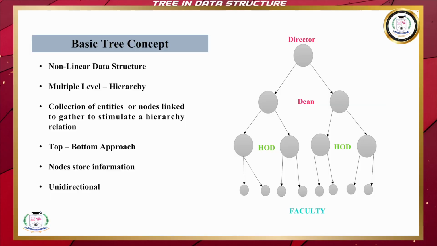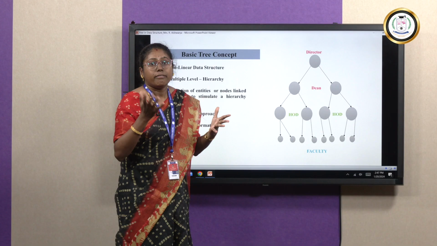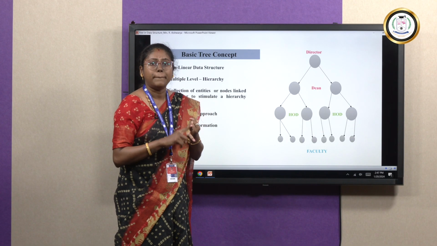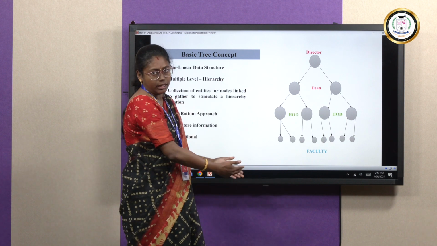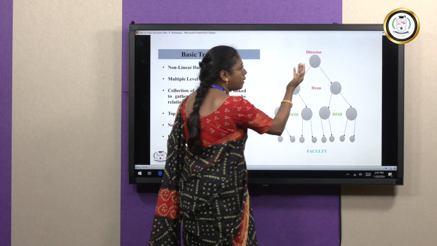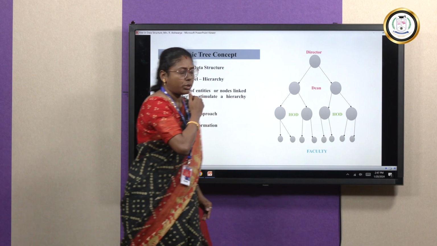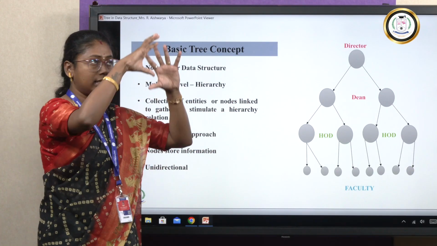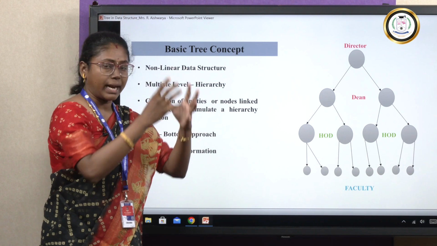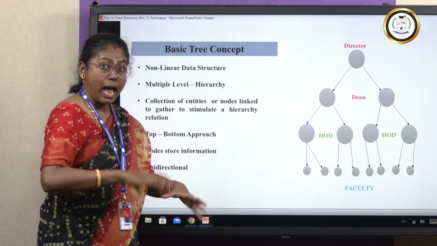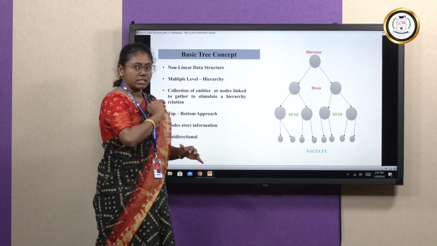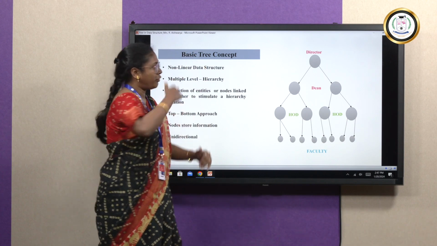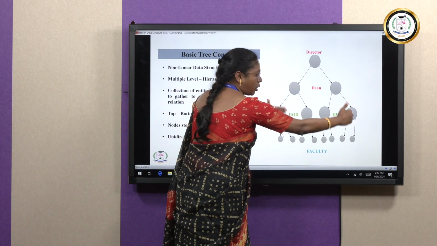Next one, top-bottom approach. As I said, it is a tree. Whenever we are thinking about a tree, we can say a tree has root, branches, leaves. The same thing here, but here the root will be the topmost node. So this is a top-bottom approach. If it is a real tree, there are a bunch of leaves, branches, and roots. But in this tree concept in data structure, that is upside down. First the root will be there, then these are all the nodes.